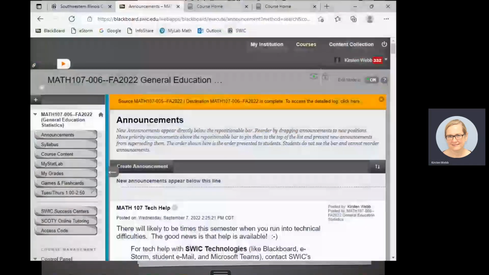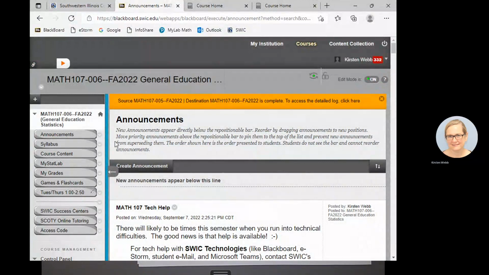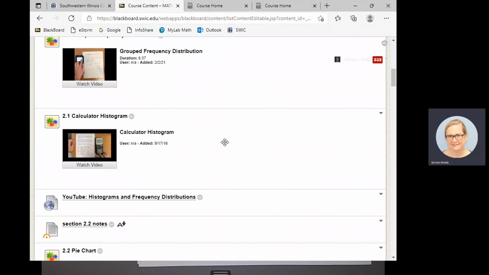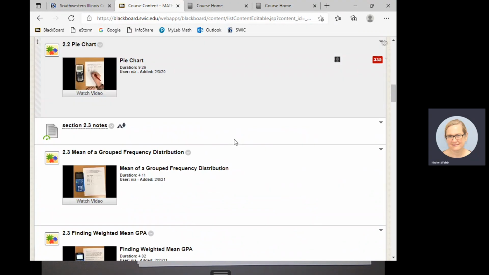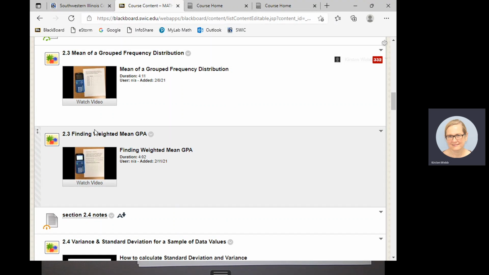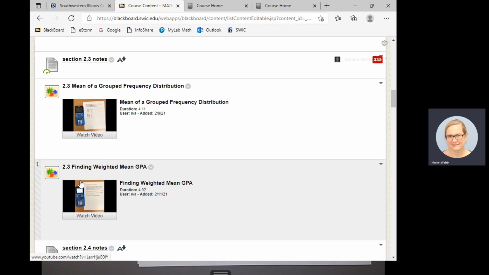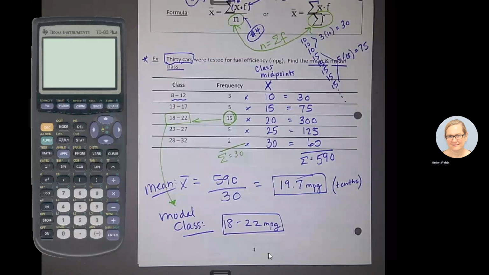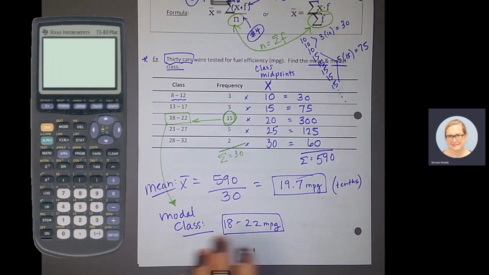Also wanted to mention this mean for grouped frequency distribution that we've been working on is one of the things there's an extra video about on Blackboard under course content. So here we go right here, 2.3. Just a little 4-minute video showing an example like we just did. And later on today, we'll be talking about something called a weighted mean. There's also an example of a weighted mean. So, like we have mentioned in the past, some extra videos in case you need them.